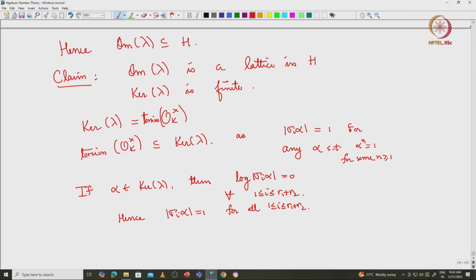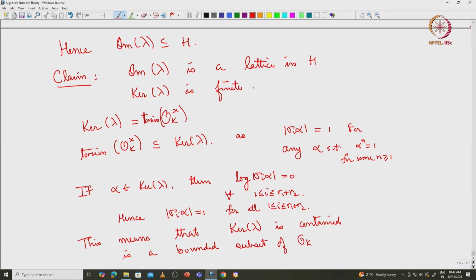All right. So, this means that the kernel of lambda is contained in a bounded subset of OK. Okay, I am not saying OK cross now. I do actually mean OK.